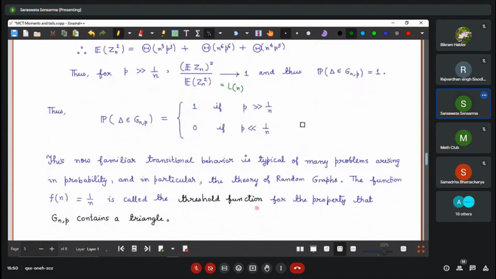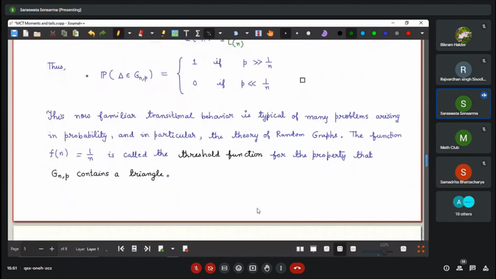So we have this wonderful relation, which you have seen a couple of times already: the probability that a triangle is in G(n,p) is 1 if p dominates 1 over n, and 0 if p is dominated by 1 over n. Such a function 1 over n is called a threshold function, and this is extremely common in the theory of random graphs. In many probability processes you see it almost everywhere, and this is called a threshold function for the property that G(n,p) contains a triangle.